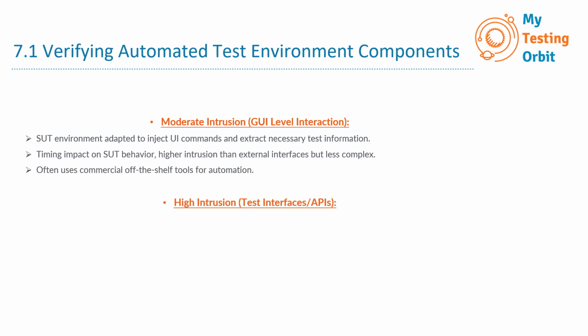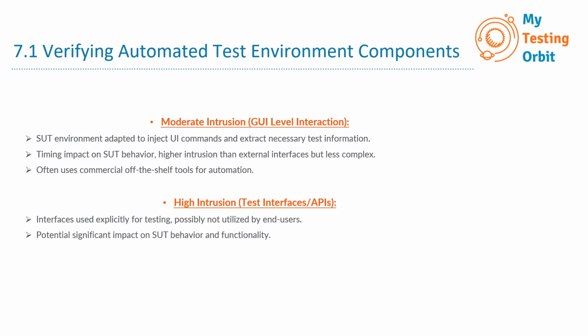Let's move on to high intrusion, which will include test interfaces / APIs. Interfaces used explicitly for testing, possibly not utilized by end users. So this means creating special pathways or connections in the systems, or we can say APIs, mainly for testing purposes. These APIs might not be meant for regular users, but are specifically for testers to check how the system works. For example, imagine adding secret buttons or hidden commands in a video game that only testers can access to check the game's behavior.